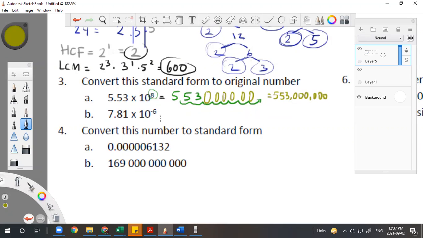How about this? Oh, negative 6. If negative 6, again, how can you do it, anyone? What if it is negative? Anyone can answer.